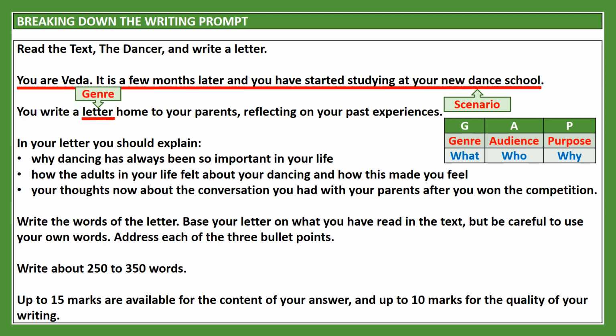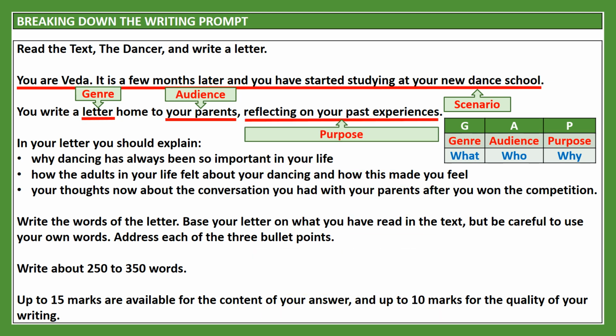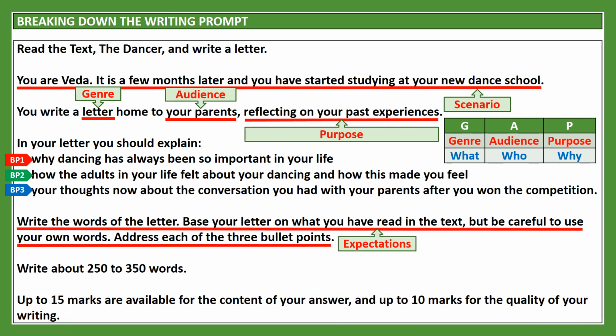First, the genre, or what you are writing: a letter. Second, the audience, or who you are writing for: to my parents. Third, the purpose, or why you are writing: to reflect on my past experiences. Take note of the bullet points that tell you what to include in your letter. These instructions are reminders of how to write your answer.